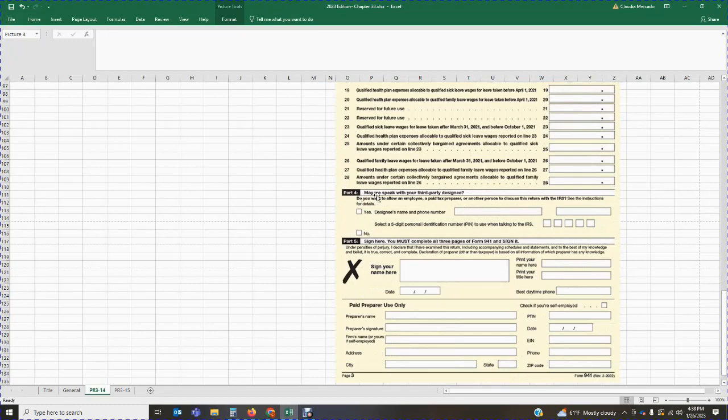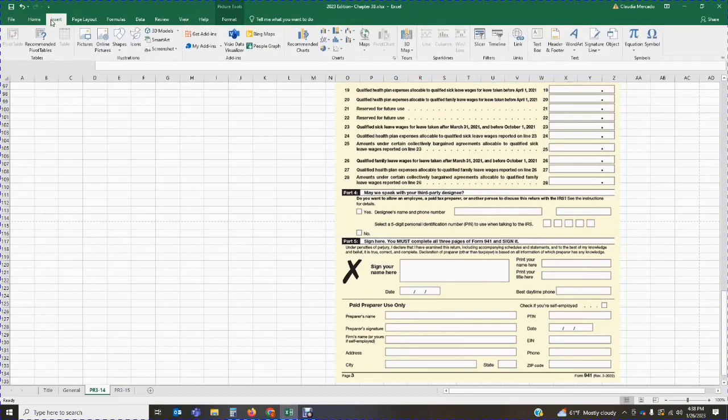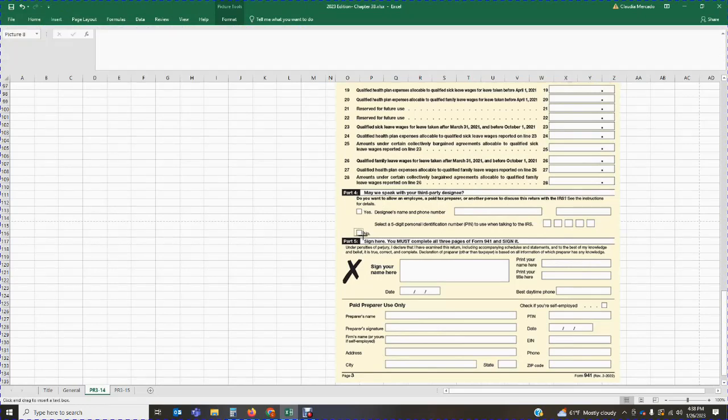Part 4, may we speak with your third party designee? We're going to say no. In this case, if they want to speak to someone, they have to speak to whoever was assigned by the organization. So here we're going to mark a no. Where did my X go? There we go. So we do a no.